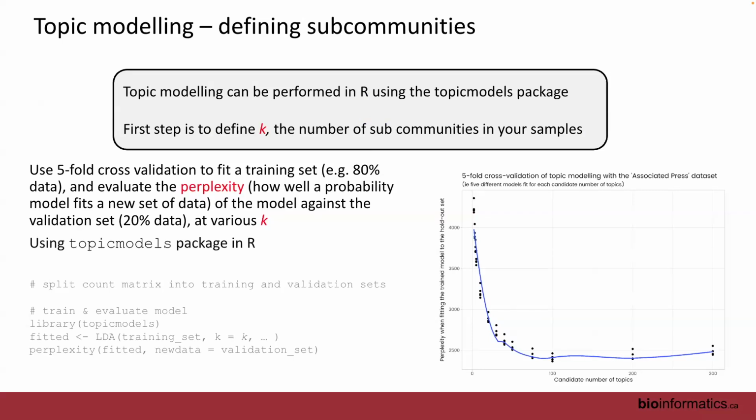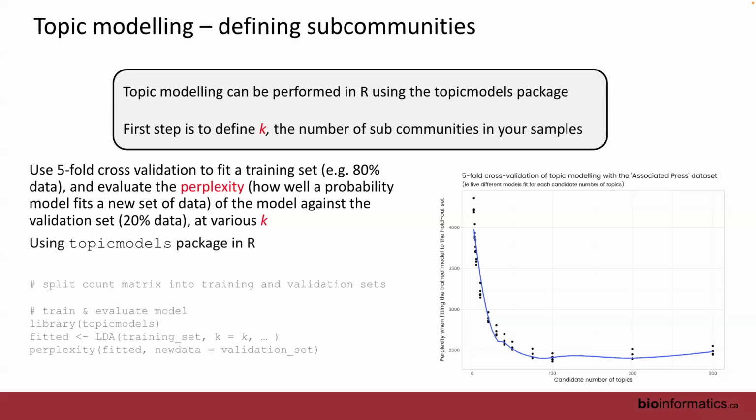So there's an R package for this, fairly straightforward to run. The first step is to define K. Now, K is the number of topics that you're expecting to find in your sample, i.e. the number of subcommunities. And the question is, how do you define K, right? Because you have to come up with that yourself. And so there's a method for doing that. It's based on this metric called perplexity, which is how well a probability model fits a new set of data.